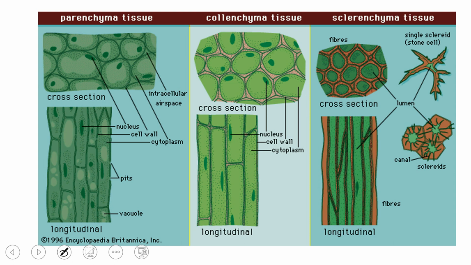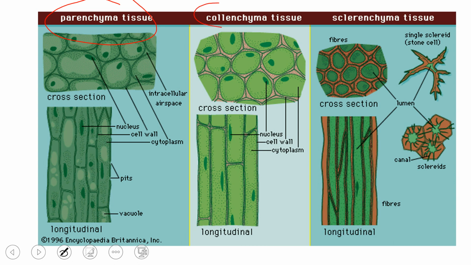So again, we have three types of tissues. Parenchyma tissue. The parenchyma tissue is made up of living cells. There are spaces between the cells, and they are just filling spaces or storing material.